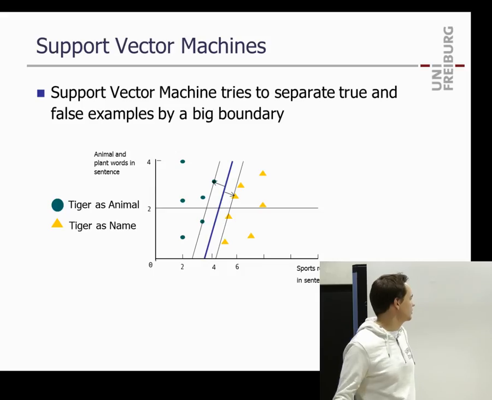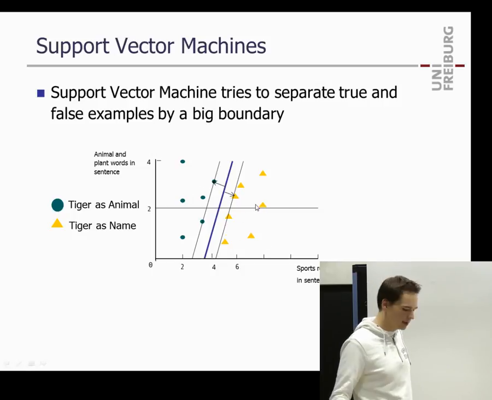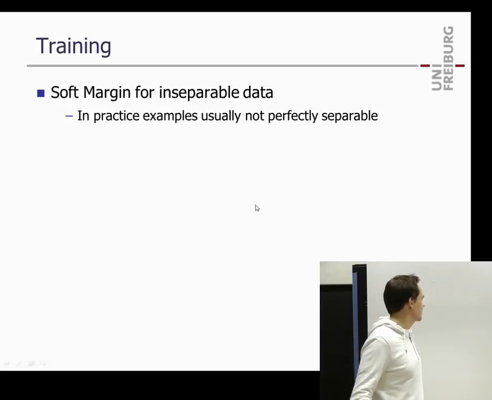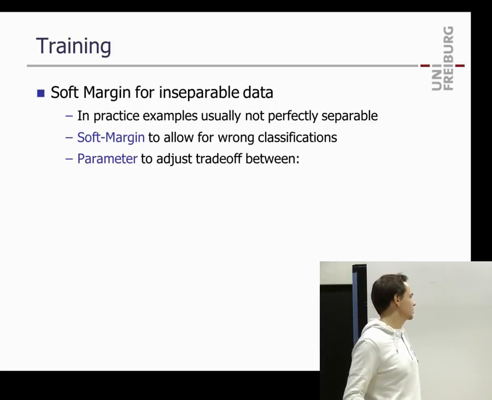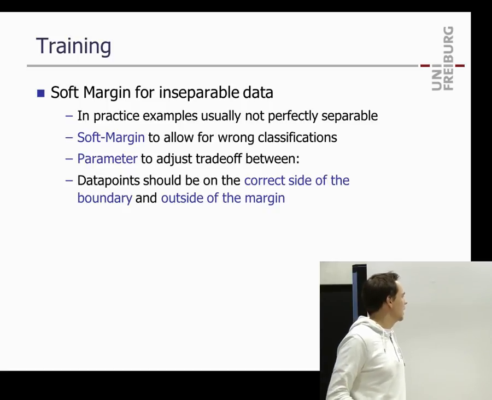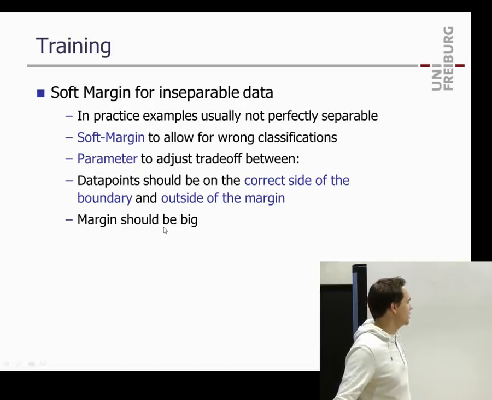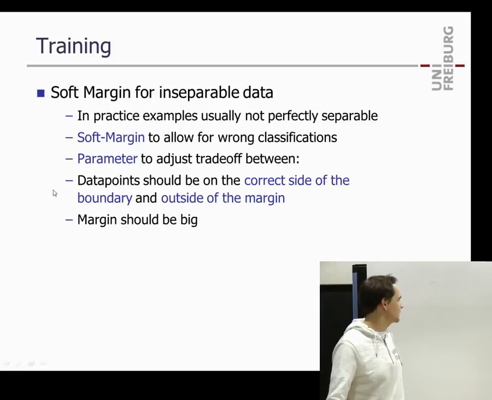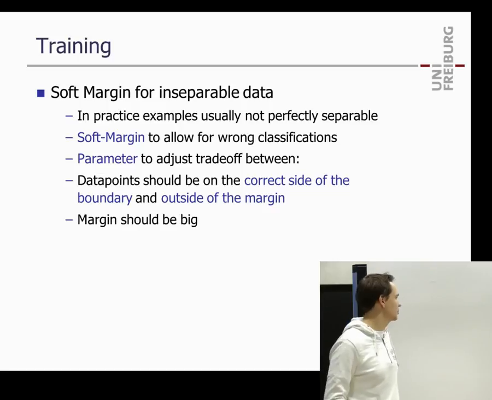Usually your data will probably not be separable like this. There may be a triangle here somewhere, or a dot here somewhere. You have to do something about that, and what you do is this soft margin technique, which allows for some wrong classifications. You get some parameter for your SVM, and it will make a trade-off between two things. First of all, the data points should be on the correct side of the boundary, and they should even be outside of this margin, because otherwise the margin gets smaller. But also the margin should be big, and basically your parameter tells you how important is this and how important is this part. And then you can use this SVM even though they are not perfectly separable.